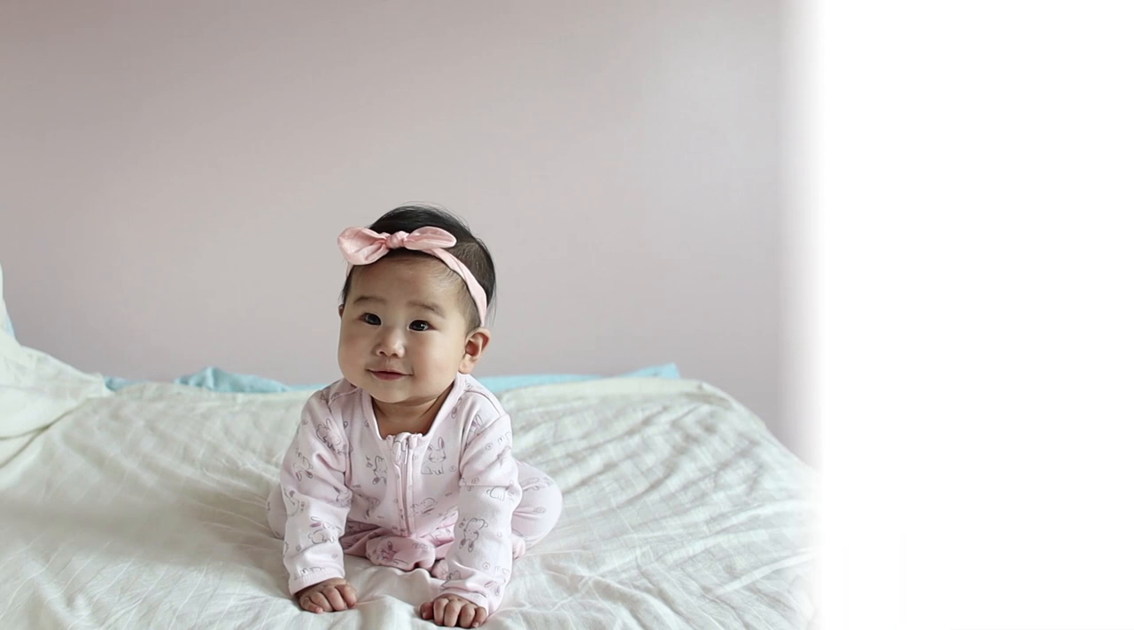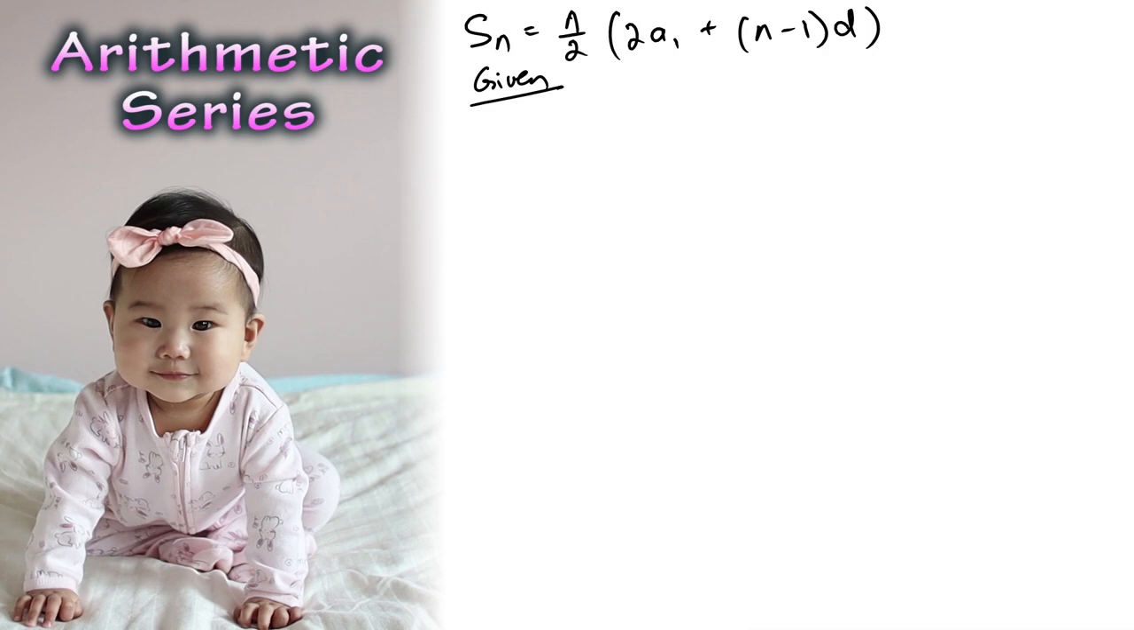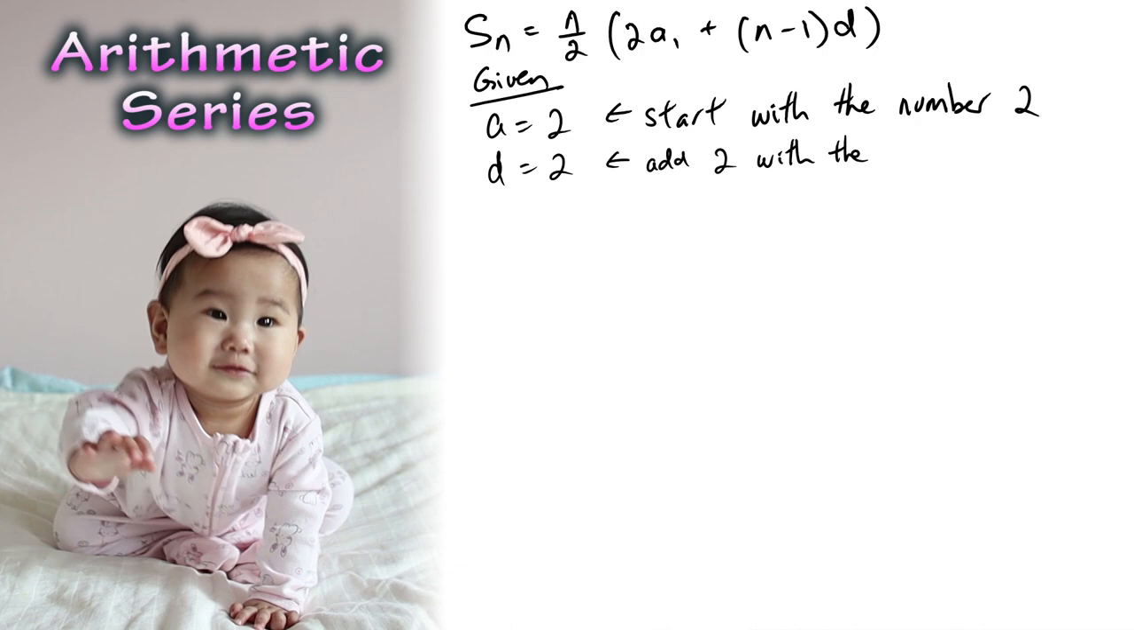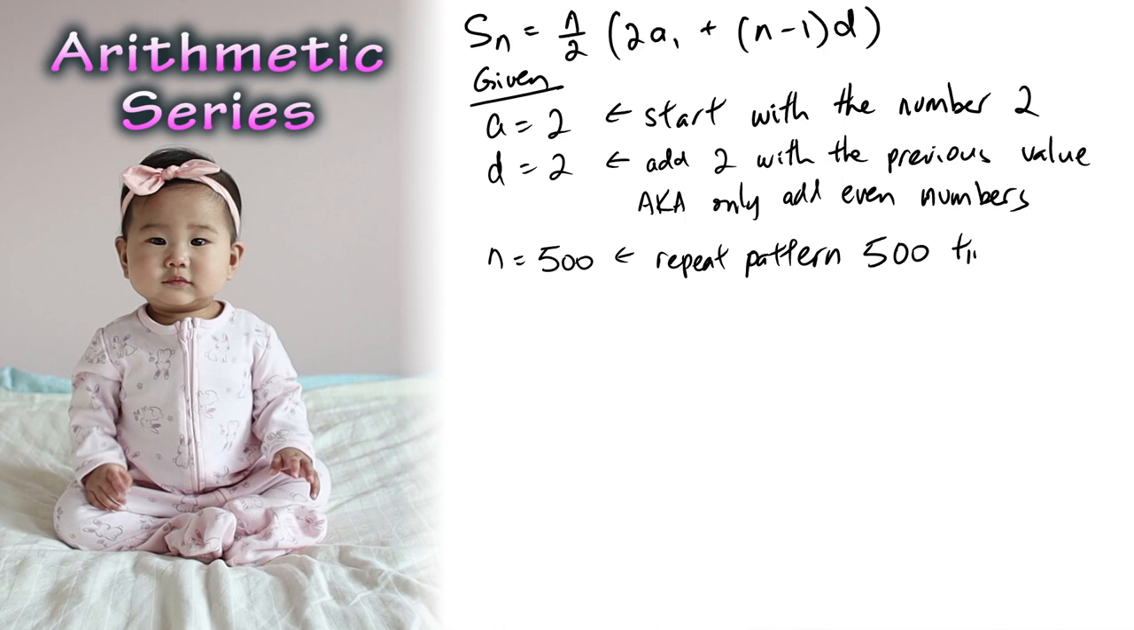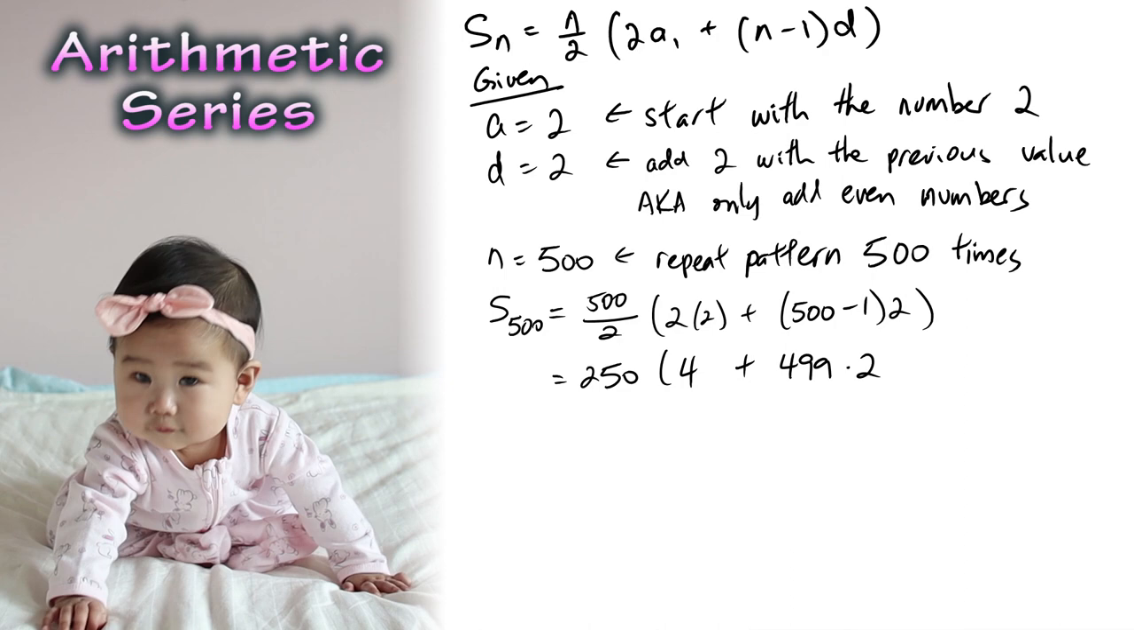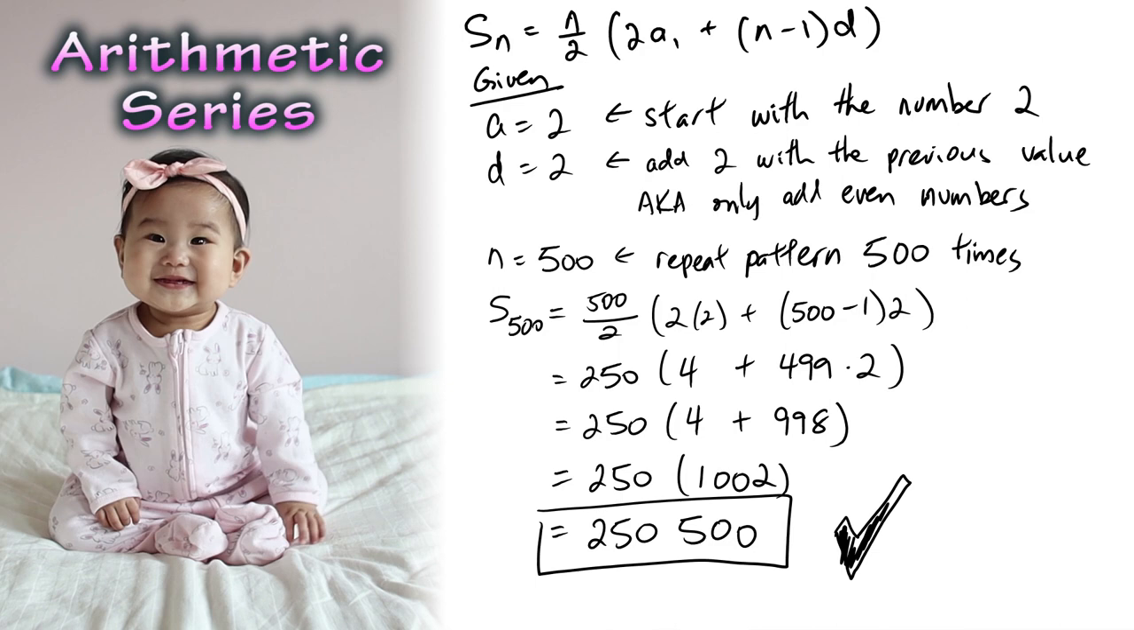Today we use a generalized equation, which is called the arithmetic series formula, to solve similar problems. So let's say we want to add all the even numbers from 2 to 1,000. Since there are 500 even numbers here, we write the formula like this. Which works out to 250,500. We will use Excel this time to check the answer.